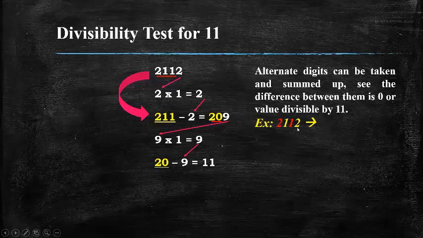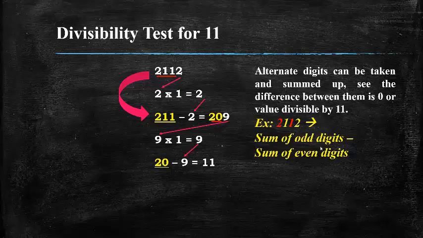Okay, and I'm going to see the difference between the sum of odd digits and the sum of even digits. Here in this case the sum of odd digits, 2 plus 1, gives me a value 3, and the sum of even digits, 1 plus 2, gives me a value 3. Finally, I have to subtract the values between the odd digits and the even digits. So 3 minus 3 again gives me a value that is 0. So if you arrive at a value that is 0, or any value that is divisible by 11, then the entire number is divisible by 11.